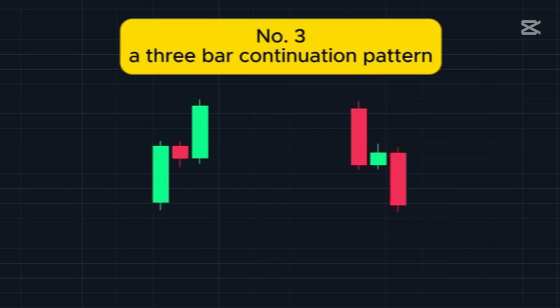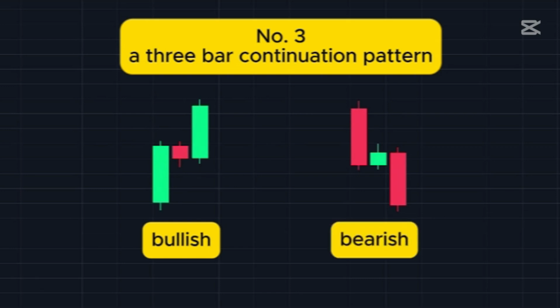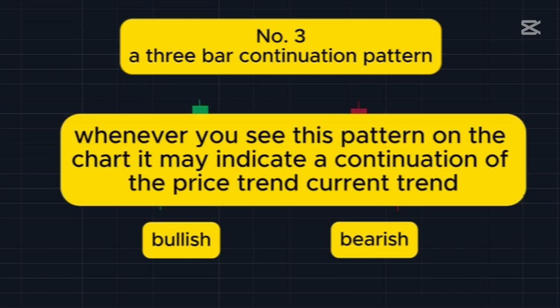There are 2 types of 3 bars continuation patterns. A bullish pattern has large first and third candlesticks, green with a small red candle in the middle. And a bearish model has large first and third candlesticks, red with a small green candle in the middle. Whenever you see this pattern on the chart, it may indicate a continuation of the price trend.